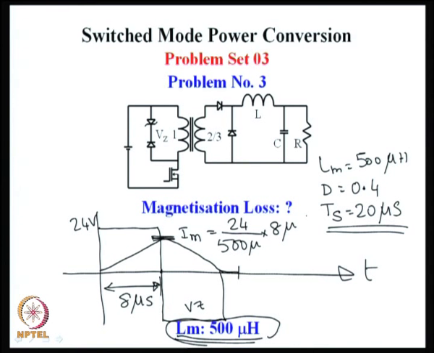So, effectively, from this we can calculate the total magnetization current. It will be 24 volts applied to the winding. The winding has 500 microhenry and it is on for 8 microsecond. So, the total current will be 24 multiplied by 8 divided by 500, which is 0.384.